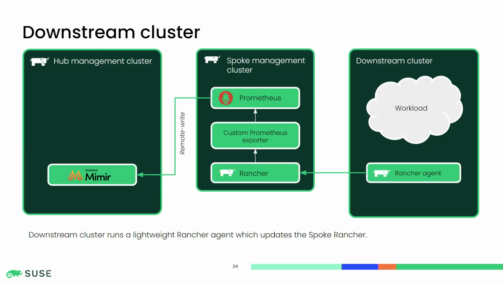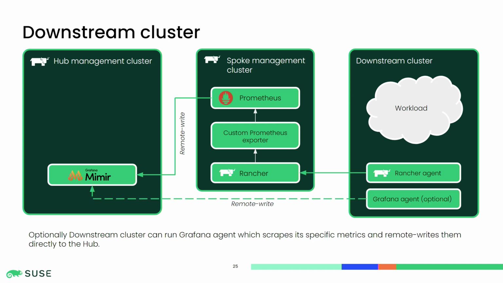Right, and finally we're getting to the downstream cluster. As we said before many times, this is supposed to be a workload-oriented cluster, so it's running very minimal. It's running just the Rancher agents, which are a standard part of the Rancher management. And optionally, it can also run the Grafana agent. Basically, the Grafana agent allows us to remote write some scraped metrics directly to Mimir from the downstream cluster.